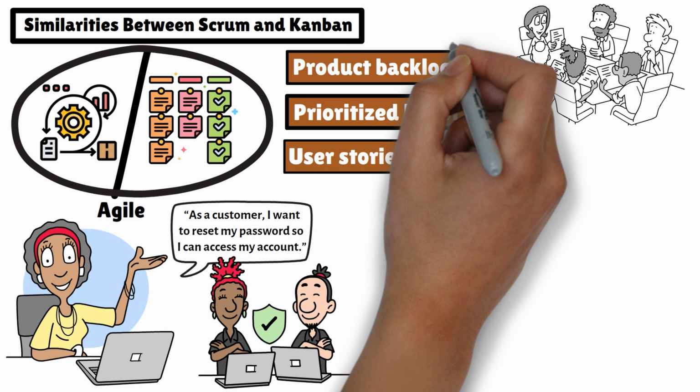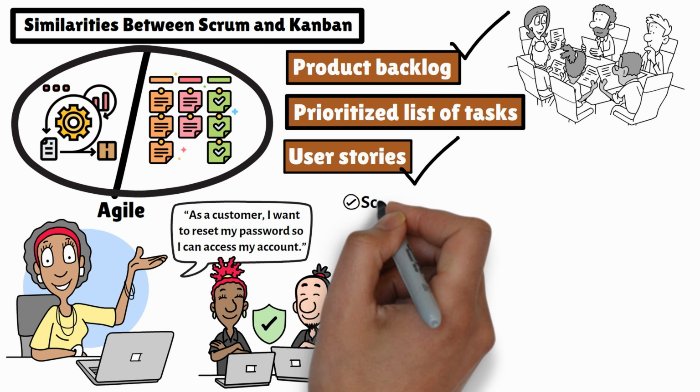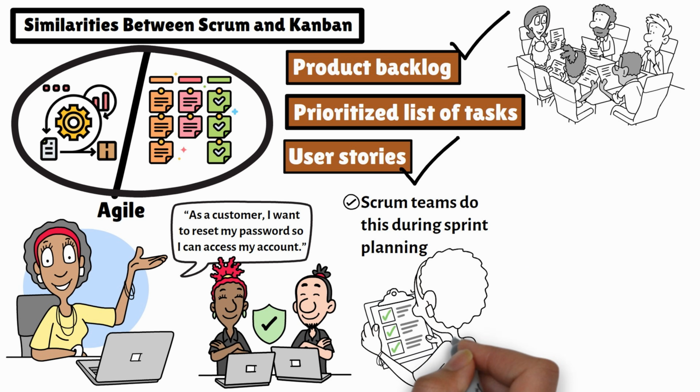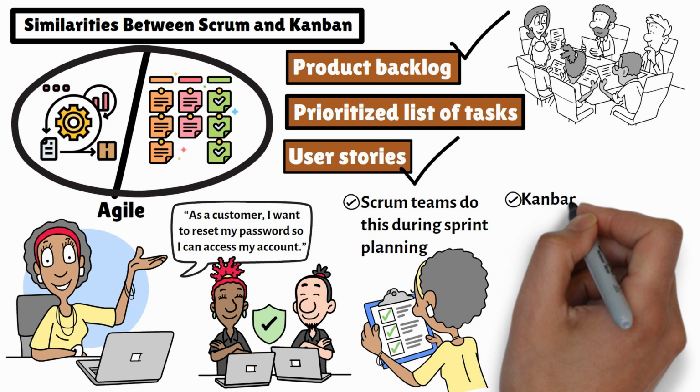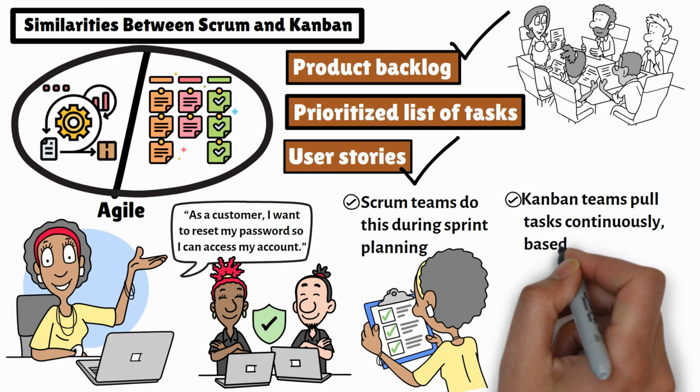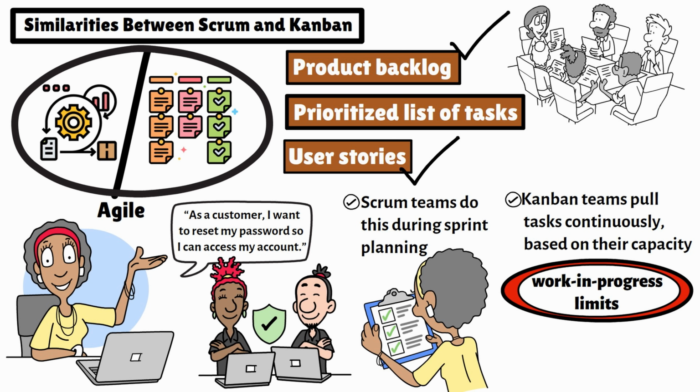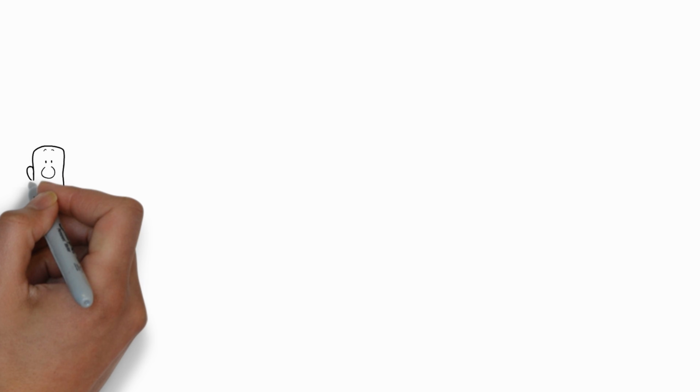In both frameworks, teams pull tasks from the backlog to work on. Scrum teams do this during sprint planning, deciding on a fixed set of tasks to complete in the sprint. Kanban teams pull tasks continuously, based on their capacity and the workflow's work-in-progress limits. While the timing differs, the act of selecting work based on priority is a shared trait.